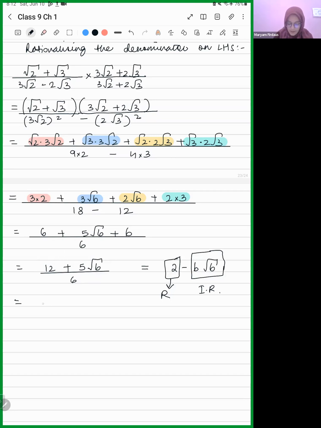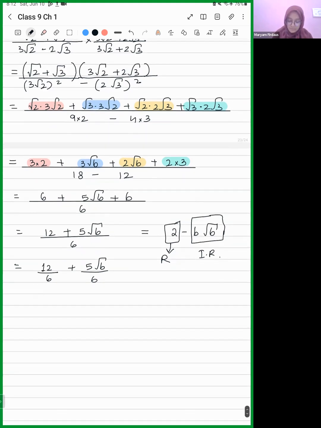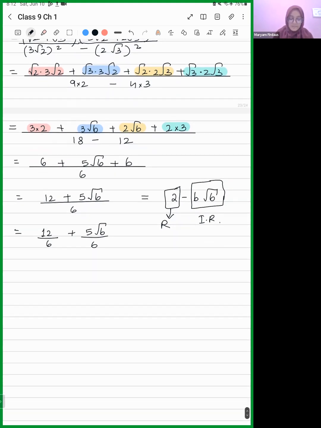We can do that by separating this fraction: 12 by 6 plus 5 root 6 by 6. Can we do this? Yes or no? Yes, ma'am, we can do this. So tell me now, what does it become? What is the value of b? This is our 2. Ma'am, 5 by 6. Yeah, 5 by 6. Good.